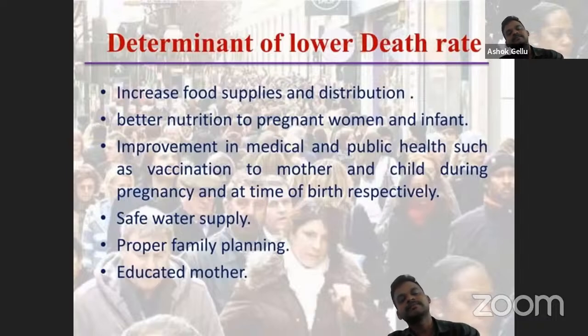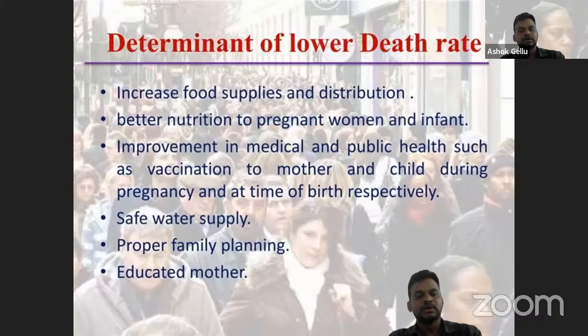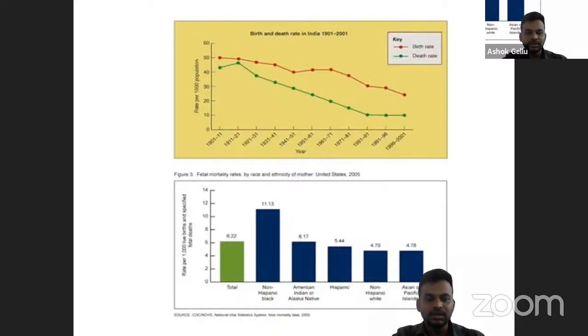Proper family planning, by making people aware of family planning, can also control the birth rate. And educated mothers are also not interested in more births. These are the graphs showing the low and high birth rates and death rates.